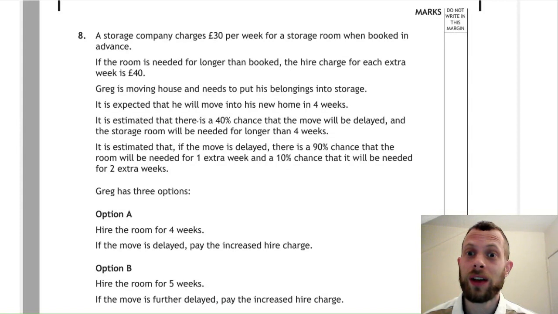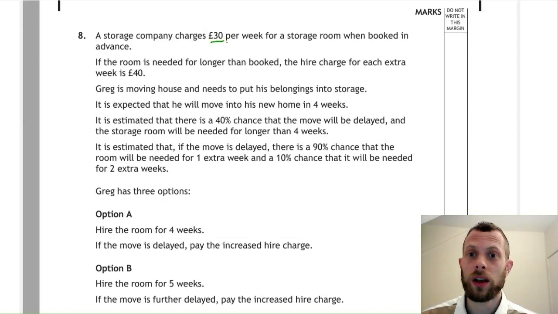So Greg is moving house and needs to hire a storage room, and if he books it in advance, he has to pay £30 a week. However, he doesn't know how long he will need it for. It might be 4 weeks, it might be 5 weeks, it might even be 6 weeks. So he has to decide how many weeks he should book this for. If he needs to book it for extra, then he has to pay a higher rate of £40 a week.